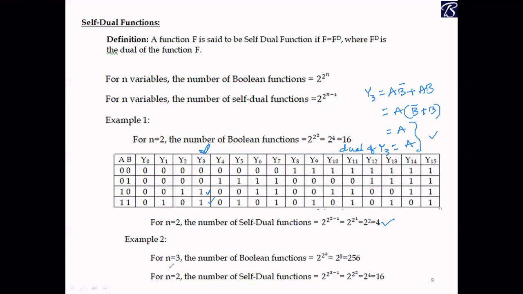In the same way, if n equals 3, where variables are a, b, c, the number of Boolean functions is 2 power 2 power 3, that is 2 power 8, so 256 Boolean functions are possible. And the number of self-dual functions is 2 power 2 power 3 minus 1, that is 2 power 2 power 2, that is 2 power 4. We will get 16 self-dual functions. So this formula is very important.